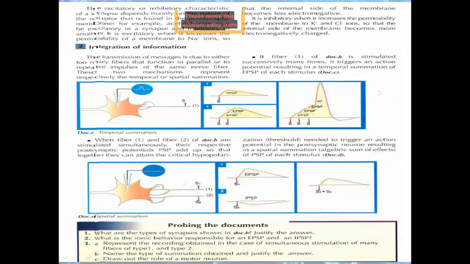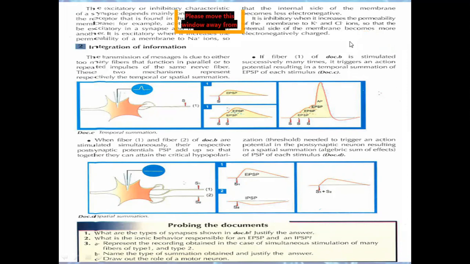Part 2, what is the ionic behavior responsible for EPSP and IPSP? Already we explained this in this paragraph. Whenever we have EPSP, excitatory post-synaptic potential, Na plus channels will open, so they will enter inside the cell, it will become less electronegative, so we will have excitation. While if the Cl minus or K plus channels open, they enter inside the cell and it will be more electronegative, so this will lead to an increase in the negativity.